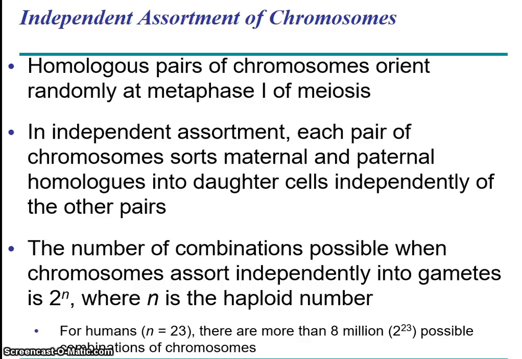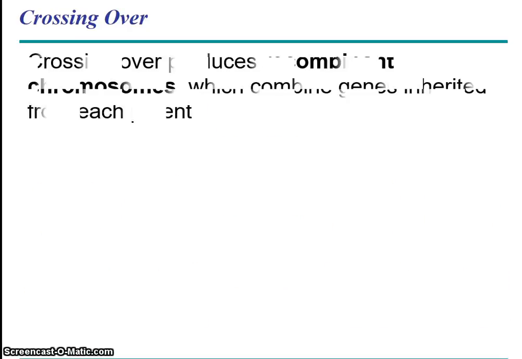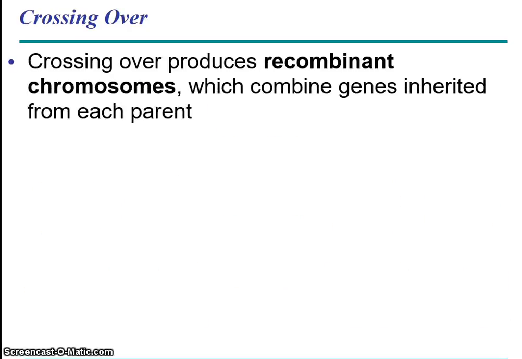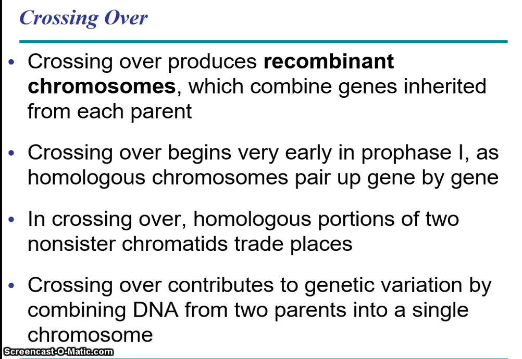So in addition to this independent assortment, how the chromosomes end up in the gametes, we also have another factor going on in meiosis that we've learned about called crossing over. So when those homologous chromosomes are paired up, we can have a recombinant chromosome event, or a crossing over event, during prophase 1, and one portion of the chromosome flips with the homologous chromosome that it is attached to.